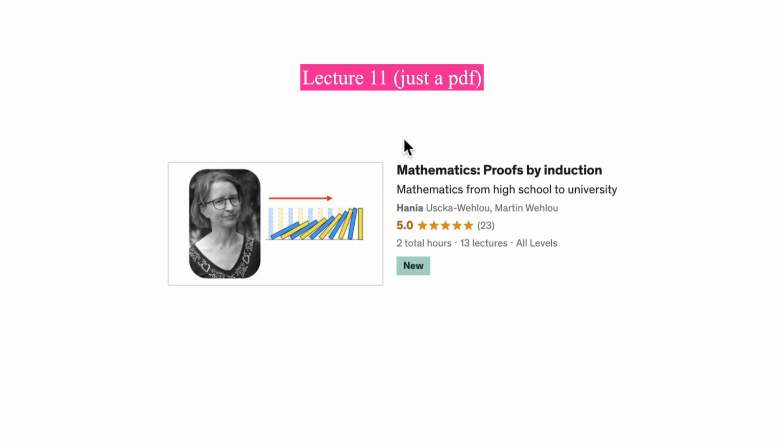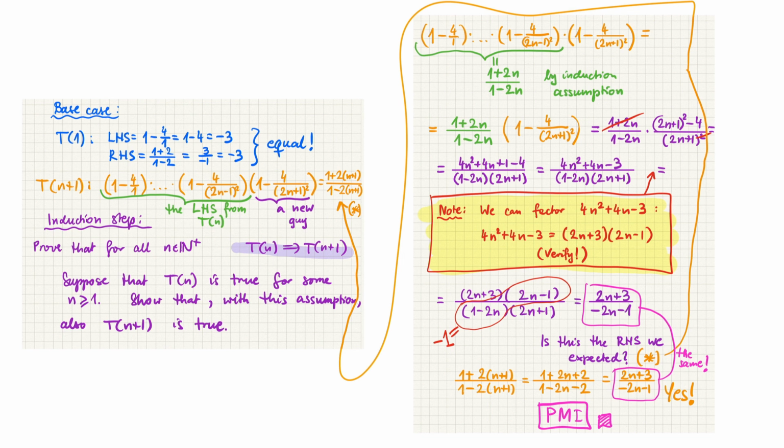And again, also this problem is coming from this course, Mathematics Proofs by Induction, where I proved this by induction, of course, how else. And then in this course I just gave you a PDF with the solution. And this is how it looks. So again, if you want to work with proofs by induction, you can register for this free course about proofs by induction. And again, in order to prove something by induction, we really need to know the answer.